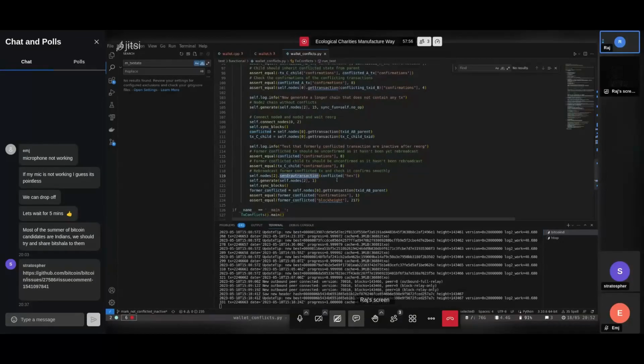And now this wallet can send this raw transaction again and rebroadcast it, and this transaction gets confirmed, and another block was generated by node 2. Blocks are synced, and this transaction which was formerly conflicted now has a confirmation of 1 because it got into this block.